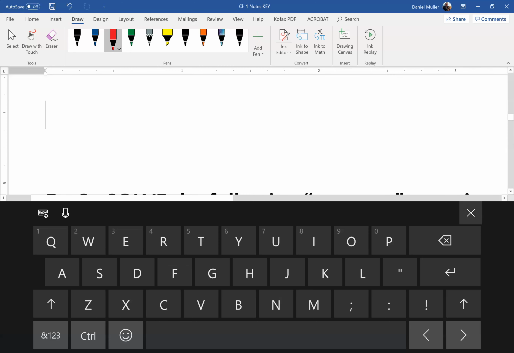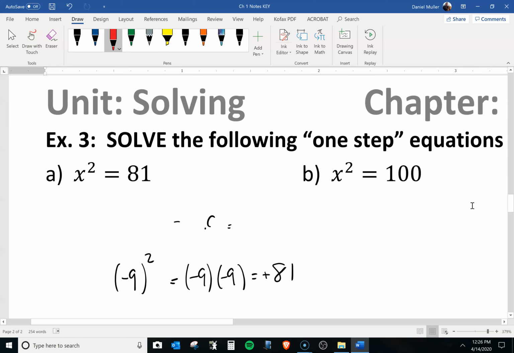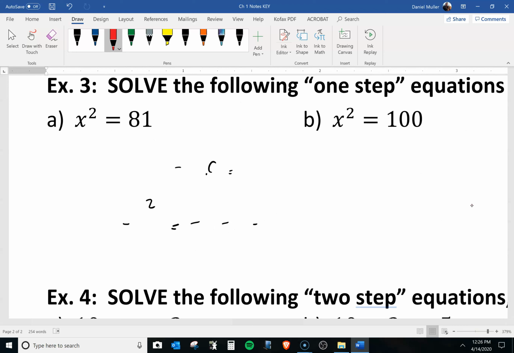Let me just erase this. Okay, so now let's actually do this. What is the mathematical way in terms of solving for x or getting x alone? To get x alone, we need to get rid of the squared. So I'm just letting you know right now, to get rid of a squared, you need to square root. Whenever you do it to the left, you have to do it to the right.